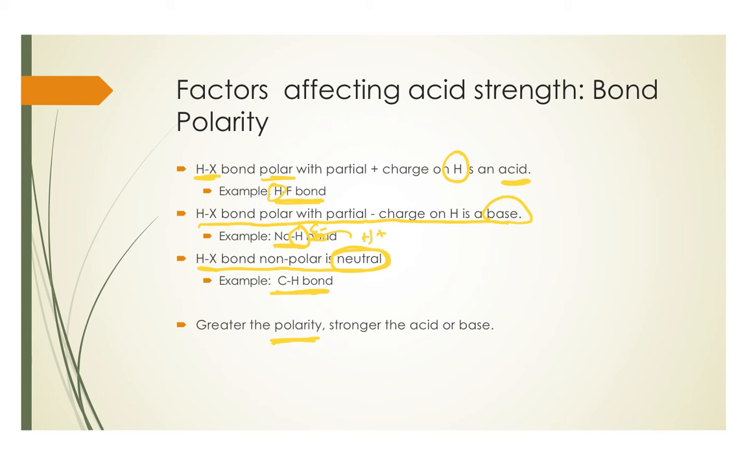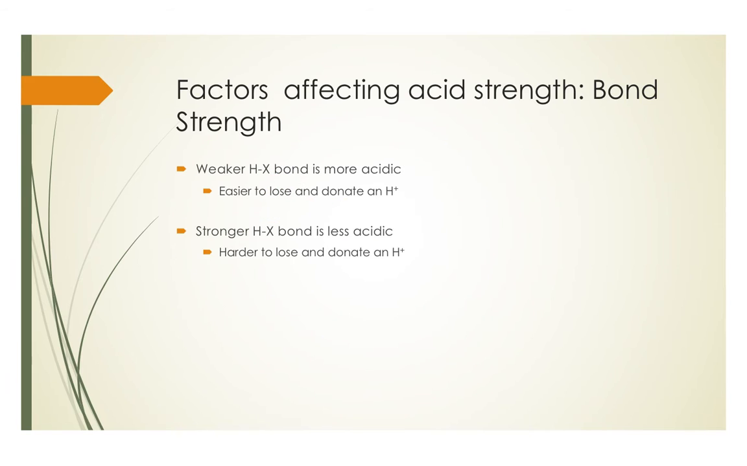The more polar it is, the stronger the acid or the base. So the stronger the partial positive charge on the H, the more acidic it is. In the opposite case, the stronger the partial negative charge on it, the stronger the base it would be. Okay, so that was polarity.